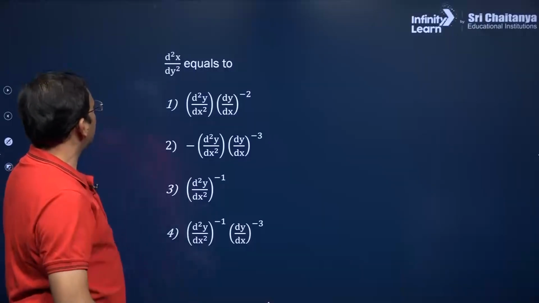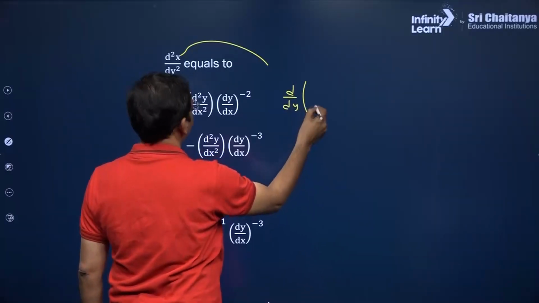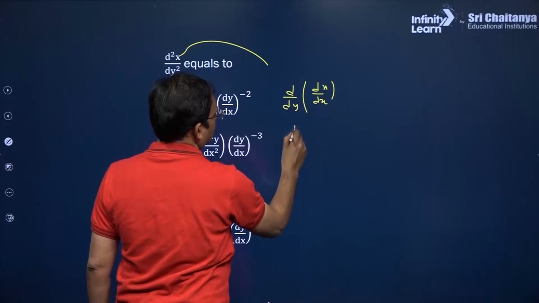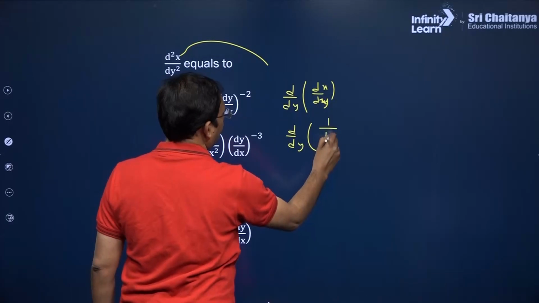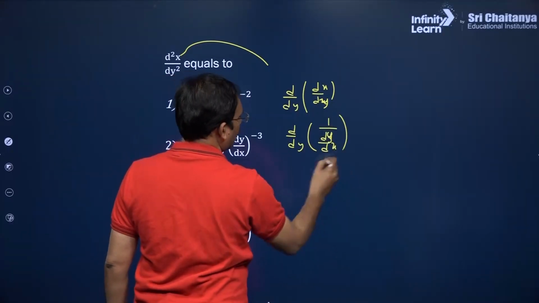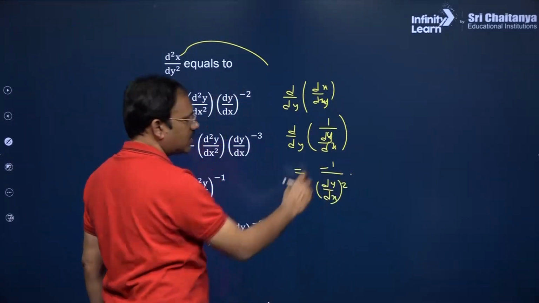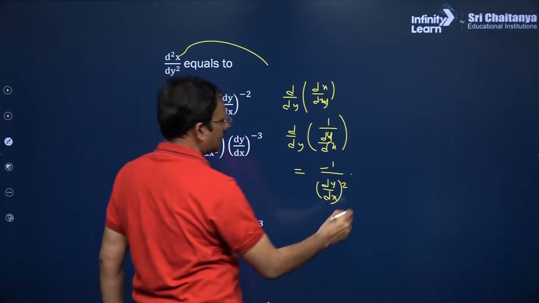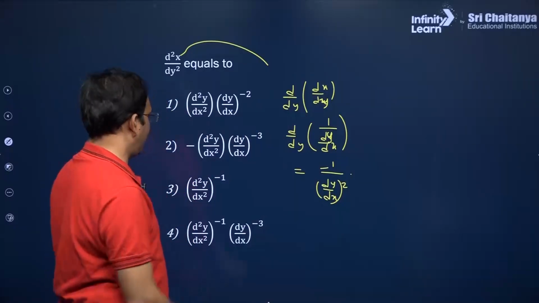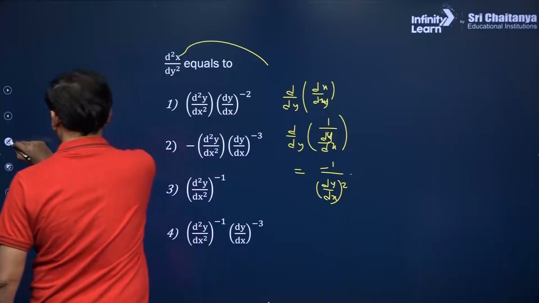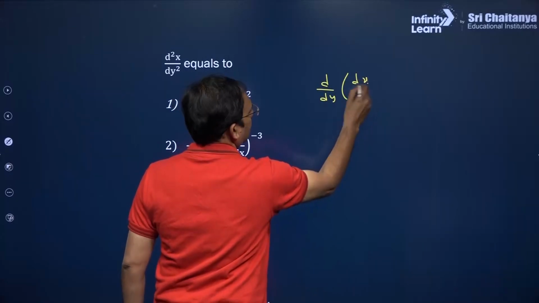Next, d square x by dy square is a standard one, so you will get it as d by dy of dx by dy, which is nothing but d by dy of 1 by dy by dx. So the derivative of 1 by x is minus 1 by x square into its derivative with respect to y, my dear friends. Actually I want d by dy of dx by dy, so better you write like this, my dear friends. This is a standard one. So you can take d by dy of dx by dy.